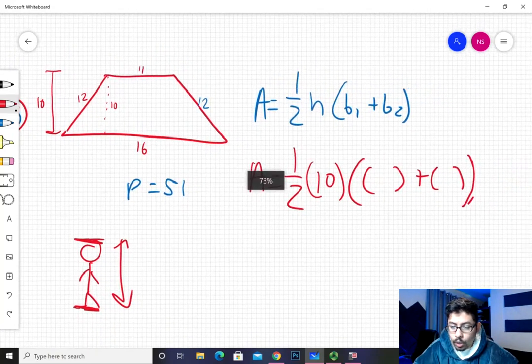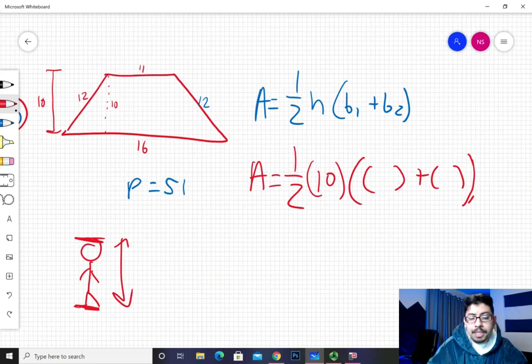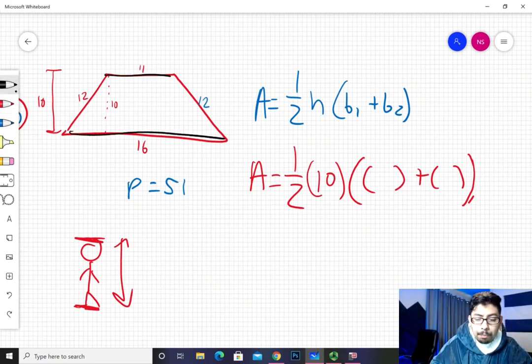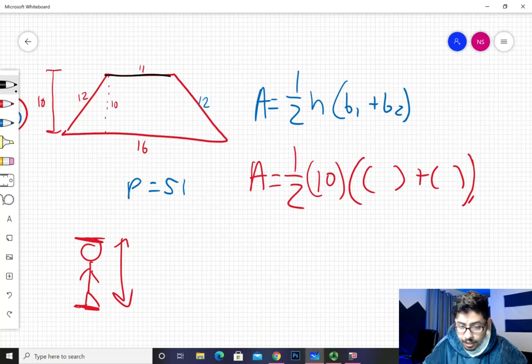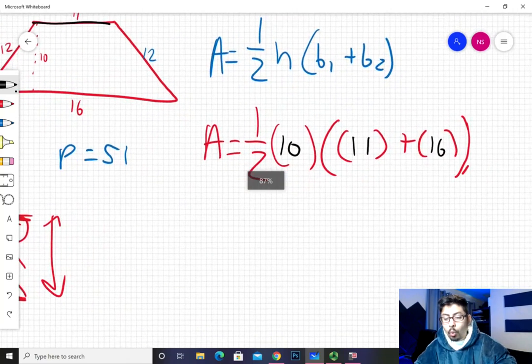Okay, what about my base 1 and base 2? The trapezoid in particular is unique because it has two bases, base 1, base 2, or base 1, base 2. It doesn't really matter. Just as long as you know that one and that one need to go in this area there. So 11 and 16. I should make the 10 into a different number too, or color.